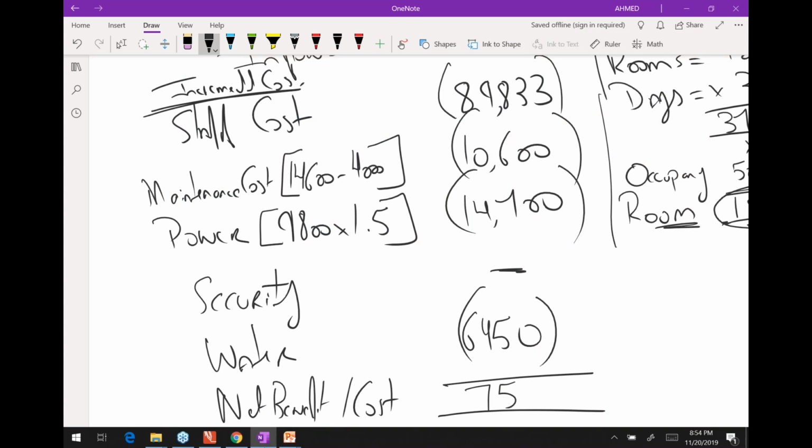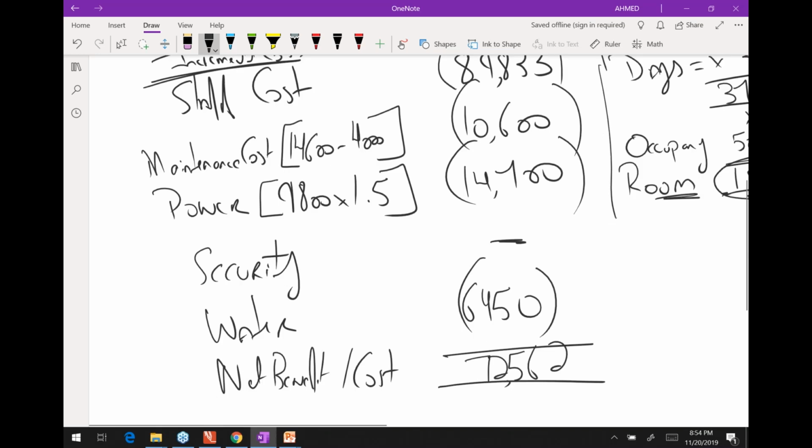It's a positive answer of 72562. This is a positive answer of incremental cost. And yes, this means you need to take a decision.